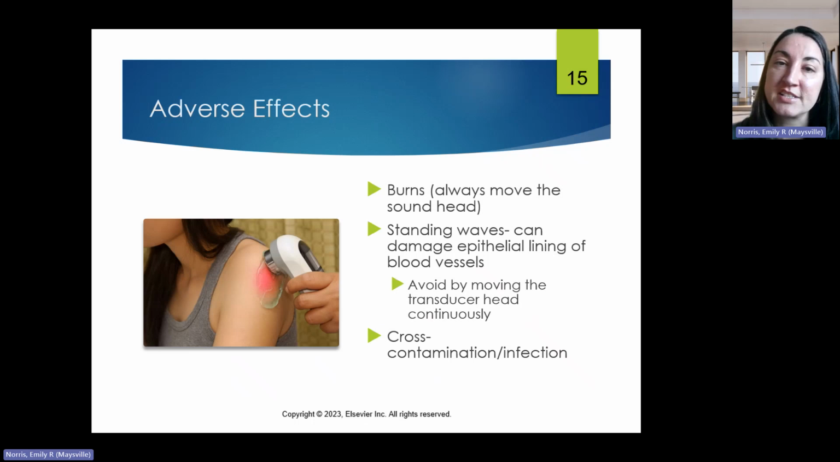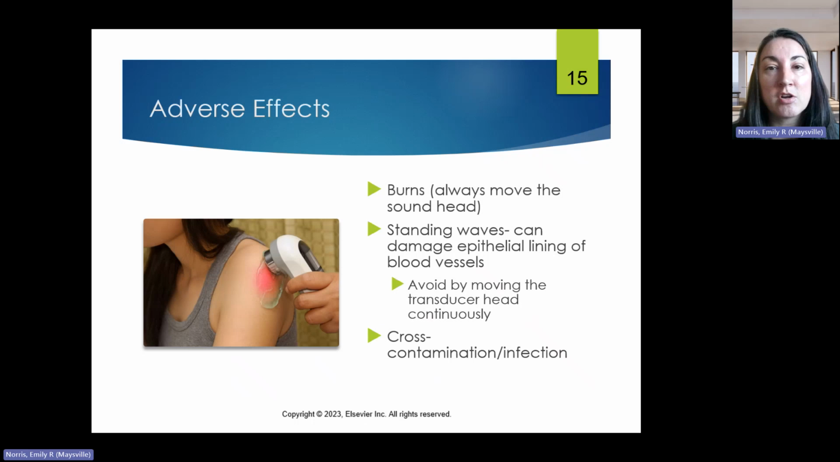Okay, so some of the adverse effects of an ultrasound, it could cause a burn. That's one of the main reasons we're constantly moving that sound head to minimize the chances of it causing a burn so that the waves are kind of evened out and dispersed more evenly along the area. Some of those standing waves, especially if you just sat and held an ultrasound head still over an area, it could cause standing waves that can cause damage to the lining of blood vessels and could cause them to rupture. If you're moving the transducer head continuously, it should not do that. And so another reason to constantly move it.